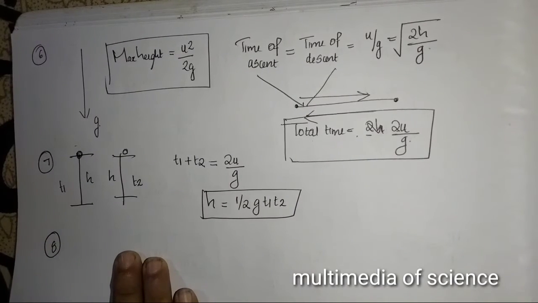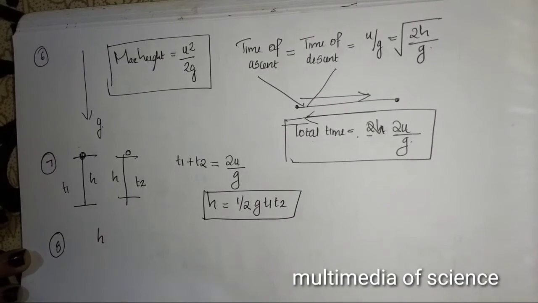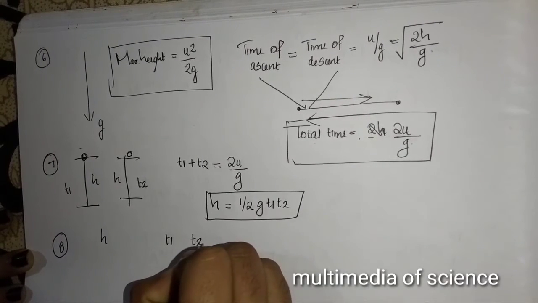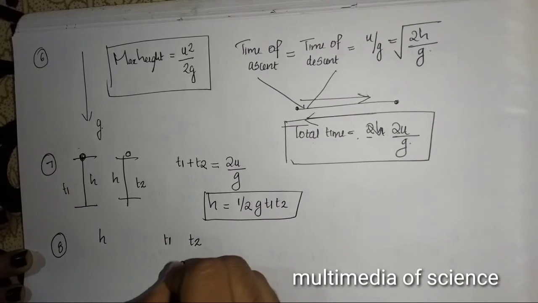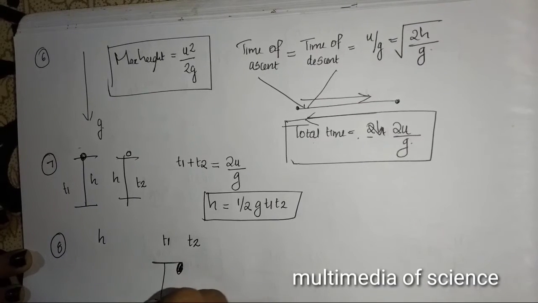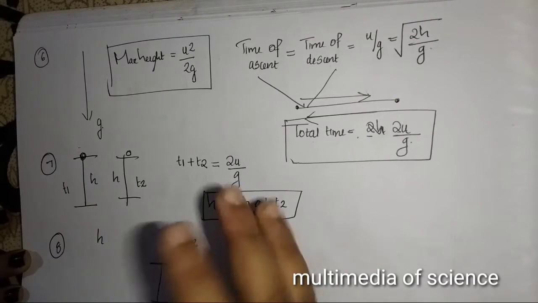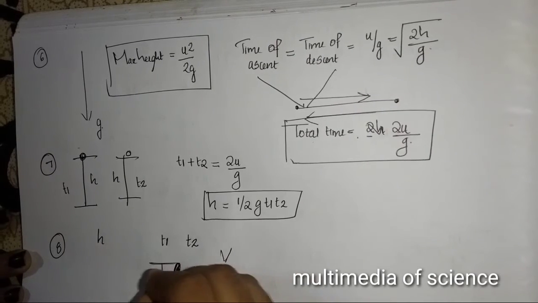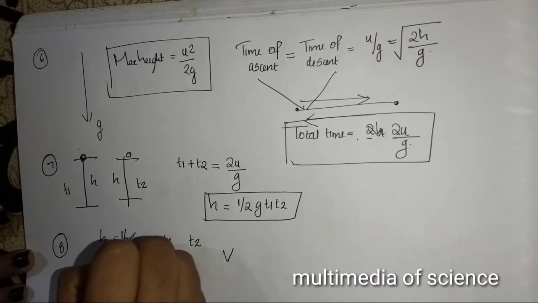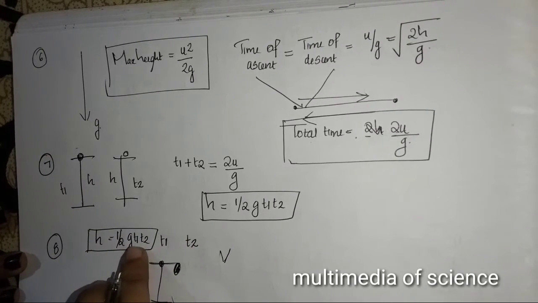to hit the bottom of a tower for the upward throw and downward throw with the same speed from the top of the tower, then the equation for the height is h equal to half into g into t1 t2. Clear?